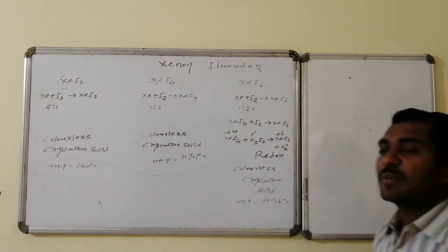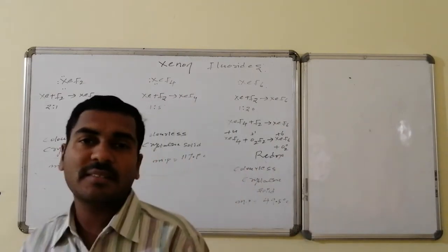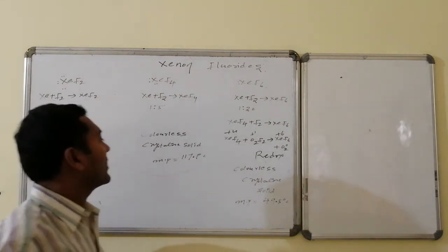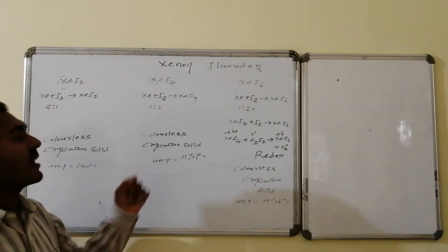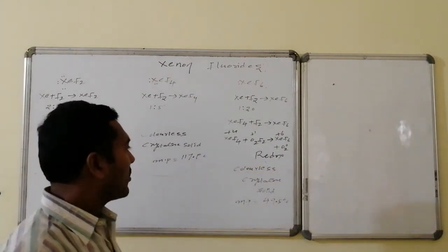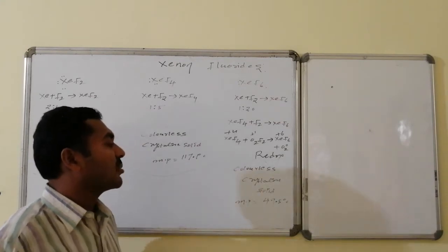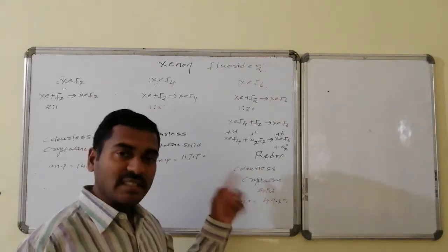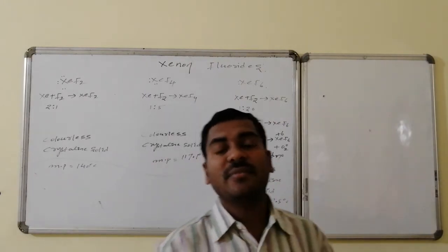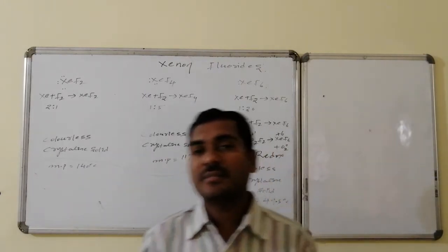Whereas the physical properties related to the fluorides: xenon difluoride is a colorless crystalline solid having melting point of 140 degrees centigrade. And xenon tetrafluoride is a colorless crystalline solid having melting point 117.1 degrees centigrade. Similarly, xenon hexafluoride is once again a colorless crystalline solid with melting point of 49.5 degrees centigrade.